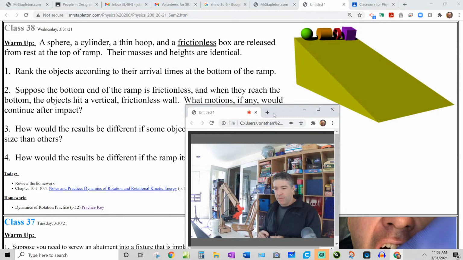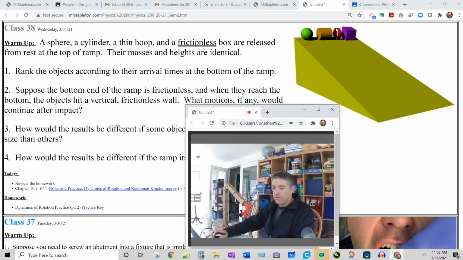The second question, which I'm going to interrupt you a little bit with, is maybe worth mentioning before you do the first one, because the reason I put it there is that it's a good way of thinking about the end result. So number 2 says, suppose that the bottom end of the ramp is frictionless. So after the objects get to the ground, there's no friction, and then they hit a vertical frictionless wall. And what would happen then?